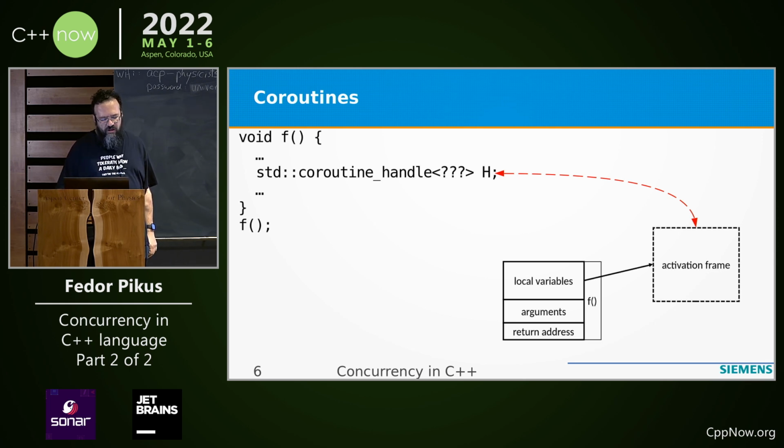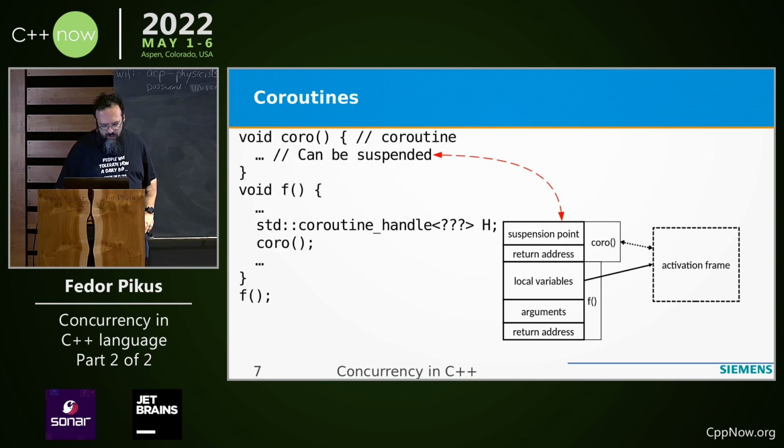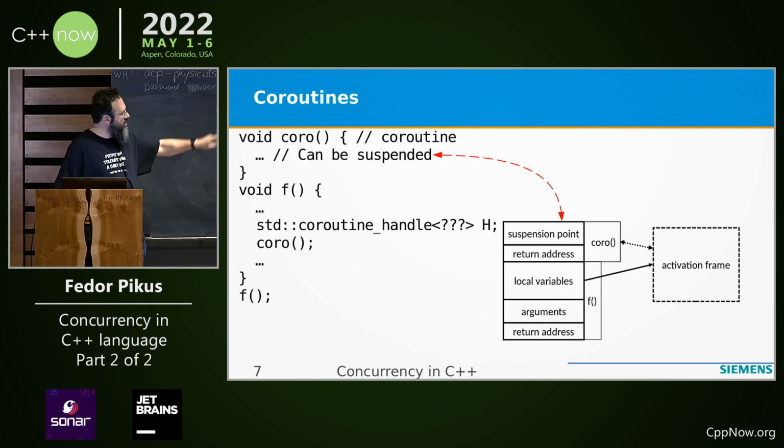Before I can use the coroutine, I need to create this object called coroutine handle. It's a template. I'll show you what goes inside. For now, there is some magic object called coroutine handle. Coroutine handle is basically like a smart pointer. It points to some memory allocated on the heap that is called activation frame. So let's see what goes in. Now I have my function f, in which I have my coroutine handle, and I call this function coro. The name isn't magic, that's just what I called it.